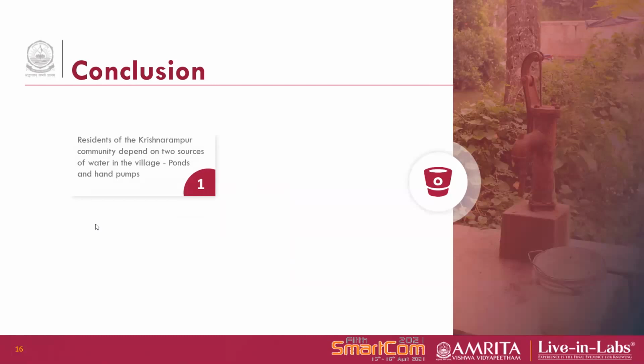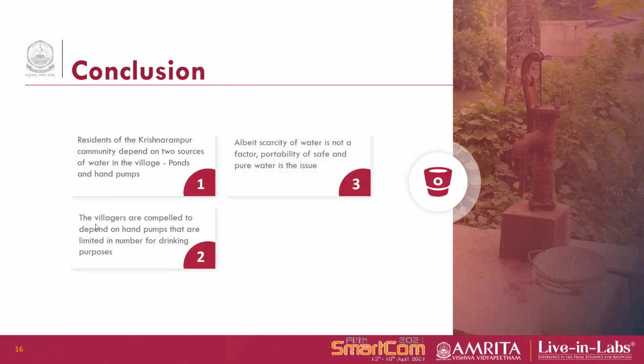Conclusion. The residents of the Krishnarampur community depend on two sources of water in the village, that is ponds and hand pumps. Even with a total of 100 ponds in the Krishnarampur village, the villagers are compelled to depend on the hand pumps that are limited in number, that is only 18, for drinking purposes for the entire population of 545 houses. So, scarcity of water is not a factor. Actually, the potability of safe and pure water is the issue, whose quality can be improved with technological intervention, as a result of which we have come up with two solutions to overcome the problem.